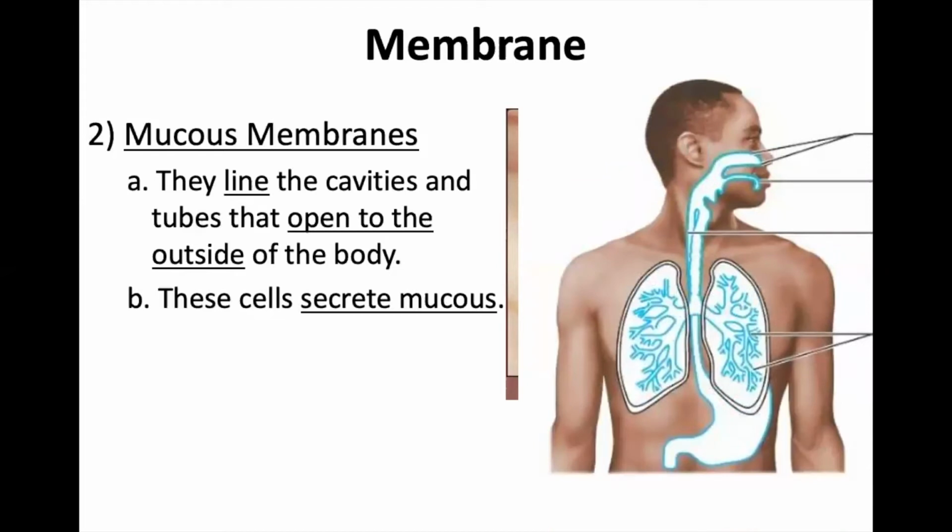And as I said, anywhere that has access to the outside world, so in the mouth or in the nasal passage, down the throat, and either the esophagus or the trachea, in the lungs and the stomach, and then further into the intestines, all of that is lined with a mucous membrane so things can move easily. Or so dust can get trapped and not go down into your lungs.